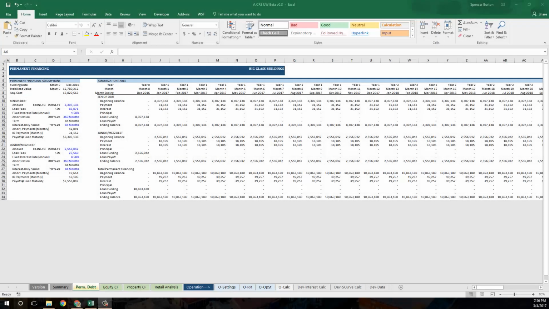Hello, today I'll be walking you through how the permanent debt module works in my all-in-one model. The thinking here is I'm going to walk you through the methodology, the different inputs, and how they interact with the larger model itself. So let's start first, how do we activate this module?